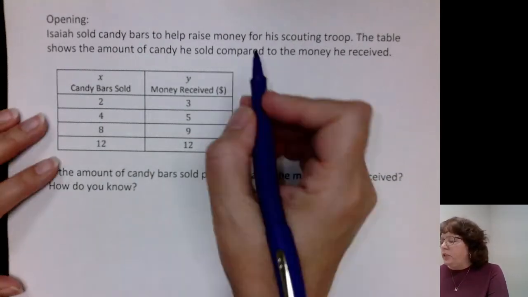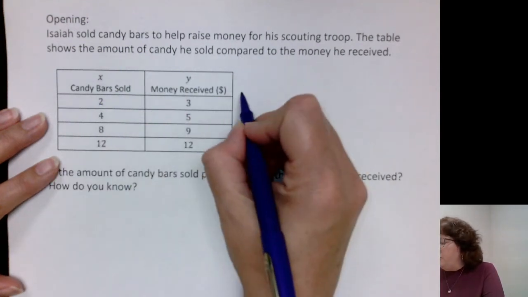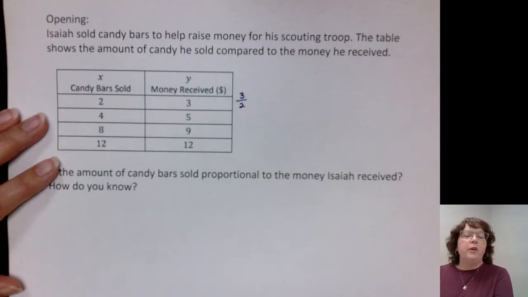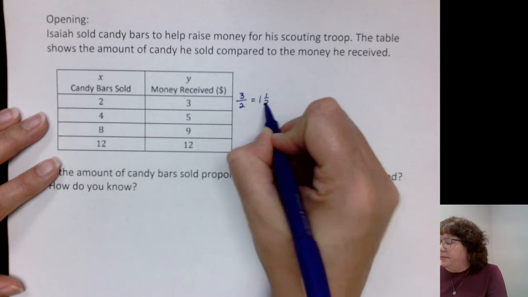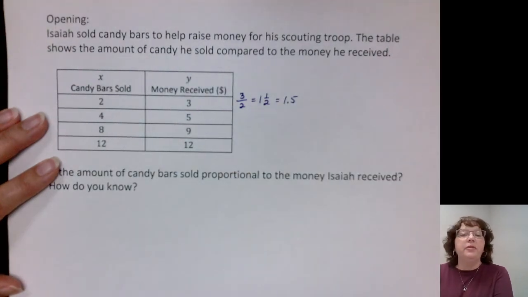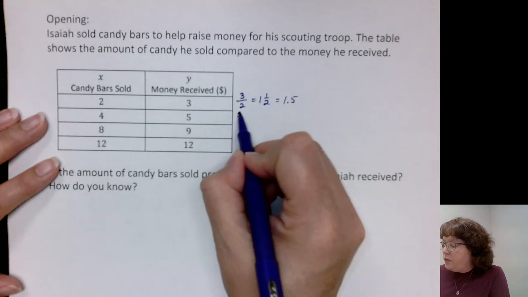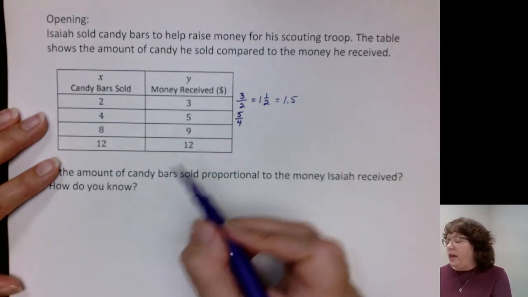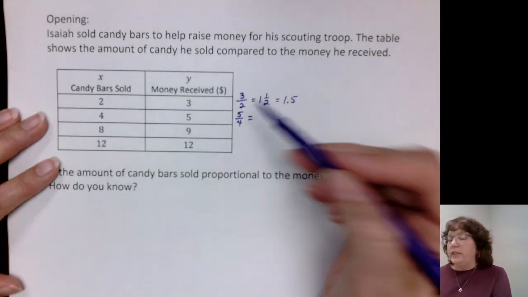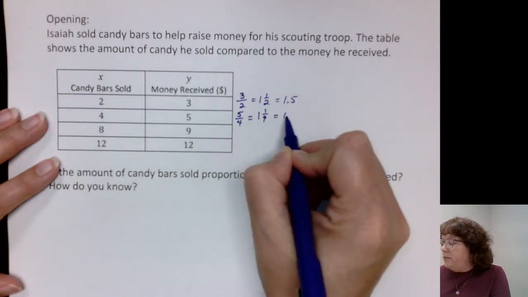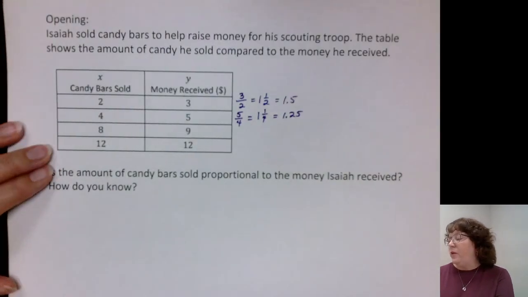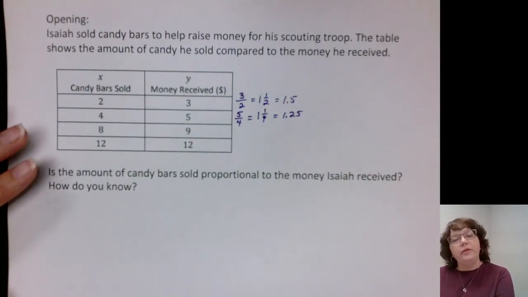All right, so let's try that. So how much money received per candy bar? So we're going to do 3 to 2 for that first line. Okay, and 3 halves, as we know, is the same thing as 1.5 or 1 1/2. Whichever way makes more sense to you is fine. Okay, so for the next row, we would set it up as 5 to 4. And that's the same thing as, well, I know 4 goes into 5 one whole time with 1 left over. So that would be 1 1/4, which is the same as 1.25. Okay, well, I can already tell that these ratios are not equivalent.